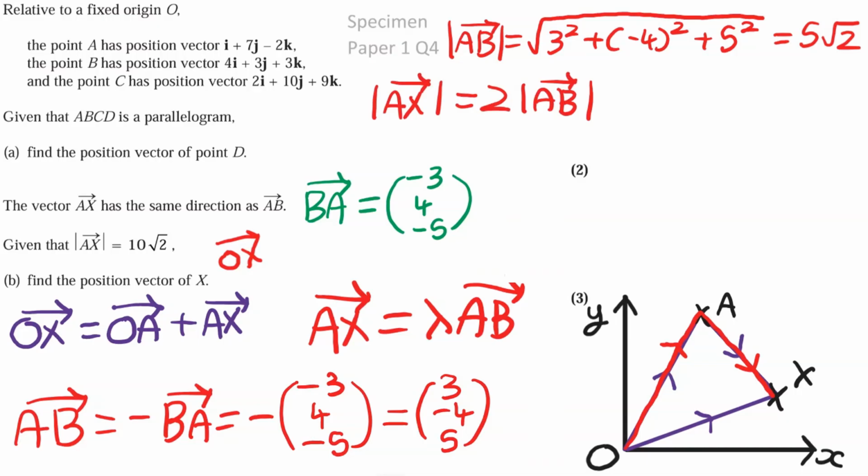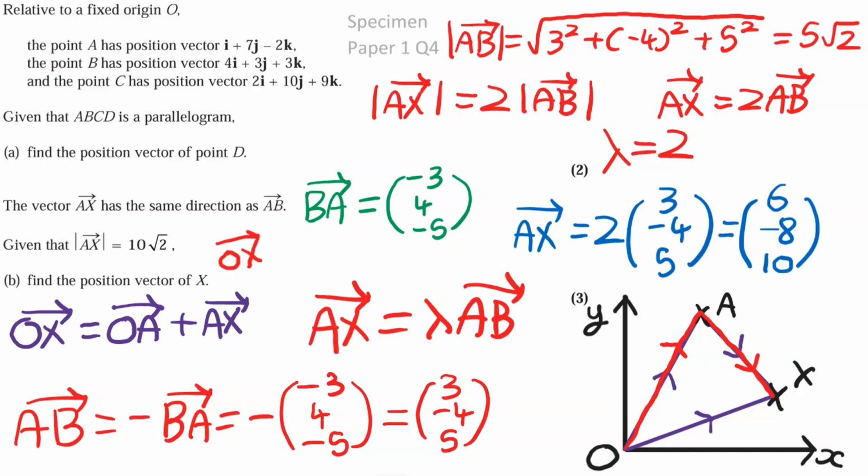So that means that the vector AX is 2 times bigger than the vector AB. So therefore lambda here is equal to 2. AX is twice the size of AB. So therefore we can figure out the vector AX by just multiplying this vector AB by 2. So AX is equal to 2 multiplied by this (3, -4, 5). So this is going to be equal to (6, -8, 10).